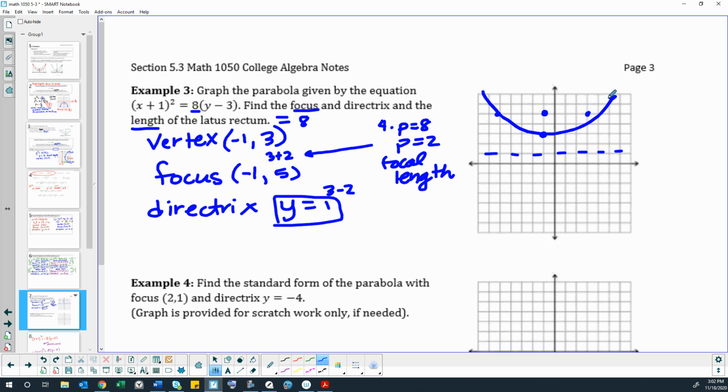So then our parabola, oops, I totally missed that point. Let's try that again. I don't think that was any better, because now I missed this point. Okay, so you get the general idea.